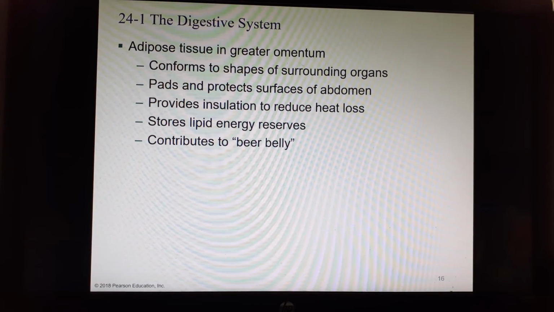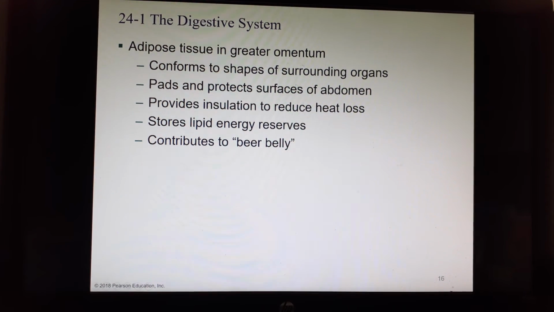This adipose tissue in the greater omentum will come and kind of cushion around the other organs and pads and protects them and the surface of the abdomen, helps reduce heat loss, stores lipid energy reserves, and contributes to your beer belly.